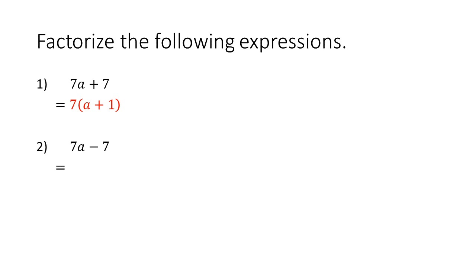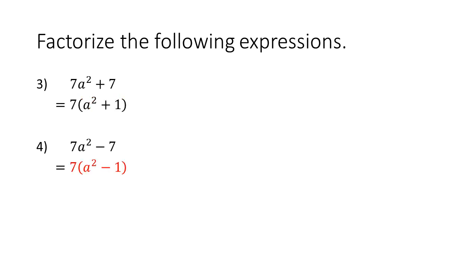This is similar for the second question. We take out 7, then write down a minus 1 inside the bracket. Now we look at question 3. We take out 7 again. This time we write down a squared plus 1 inside the bracket. For question 4, which is similar to question 3, but we change plus to minus.